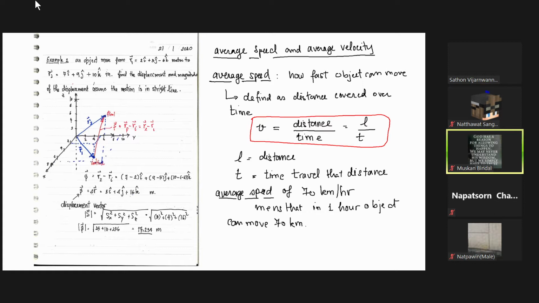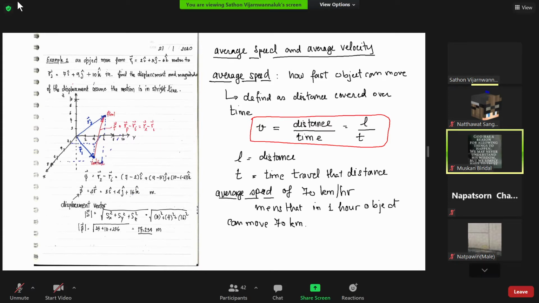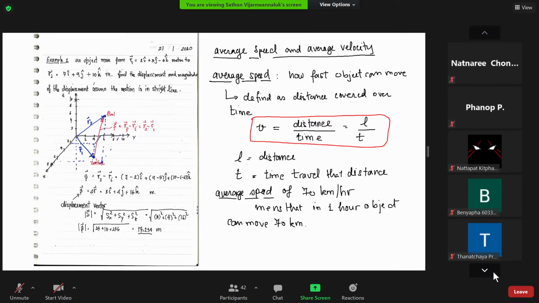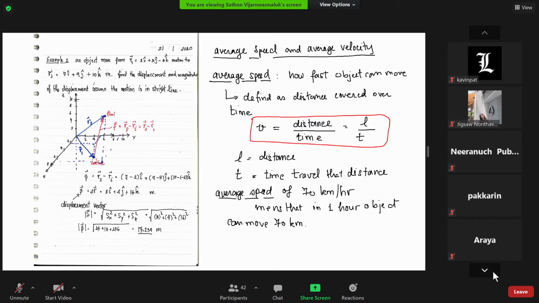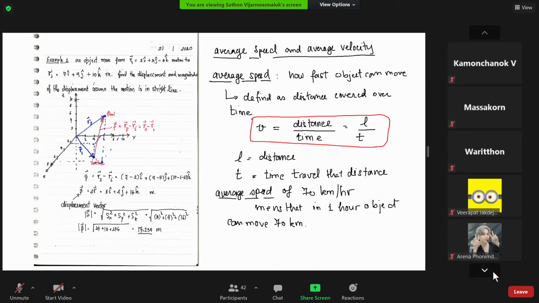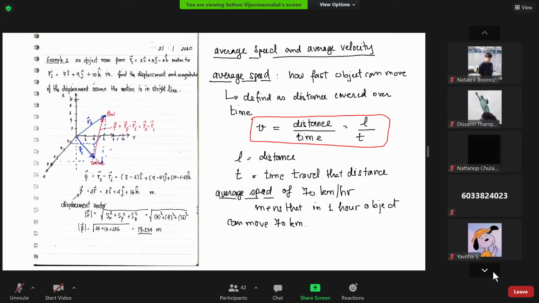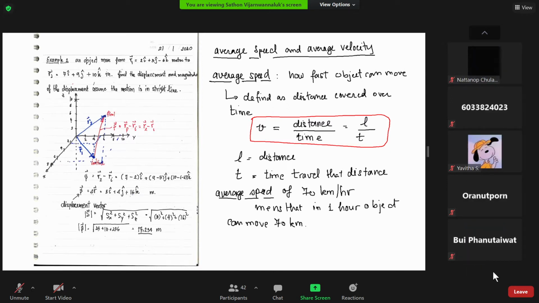Today we will discuss some more about motion. Last time we started with distance and displacement, and then average velocity. So we will continue to instantaneous velocity and then acceleration before we study some examples on motion.